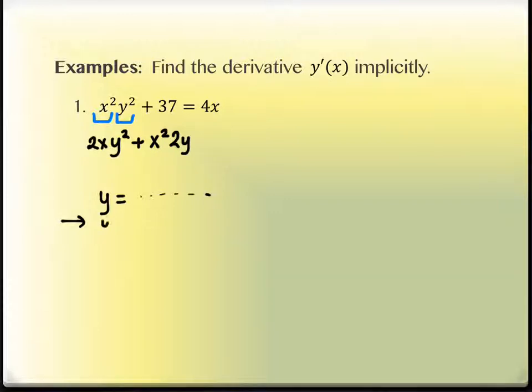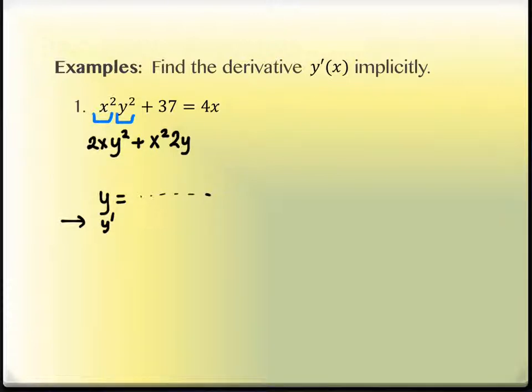Y prime, right? The derivative of y is y prime. Well, how does that play into my y squared? Well, the derivative of the squaring of something is bring the 2 down, rewrite. But the derivative of y itself is y prime.